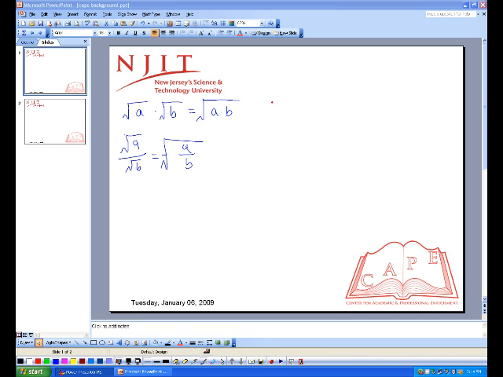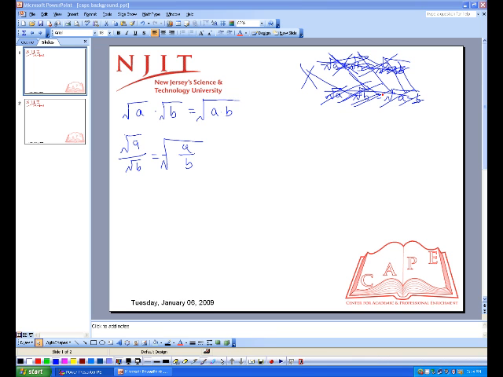However, you cannot have square root of A plus square root of B equal to square root of A plus B. This is utterly wrong. You can't have that. And also square root of A minus square root of B is equal to square root of A minus B? No, that's wrong. You can't have that.